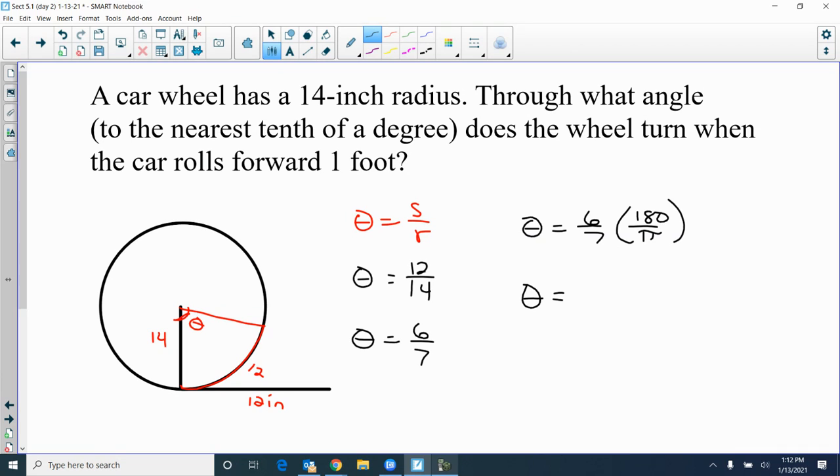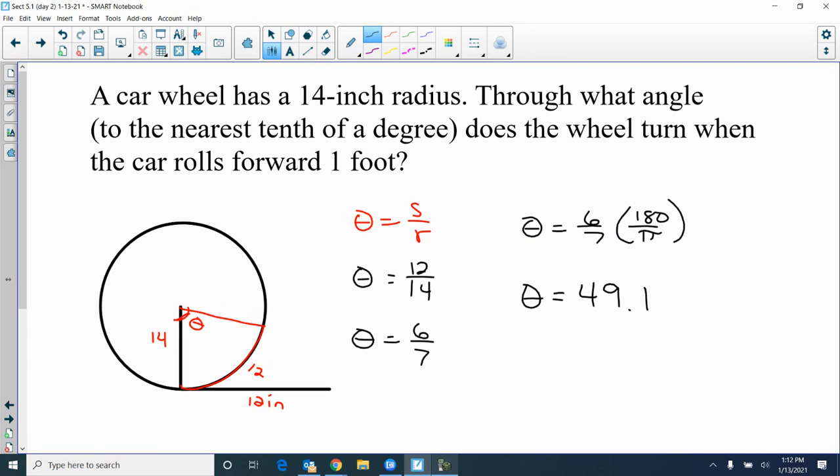And Madison, when you're done, let me know what you get. What did you say to round it to? Tenth. Is it 49.1? It is 49.1 degrees.